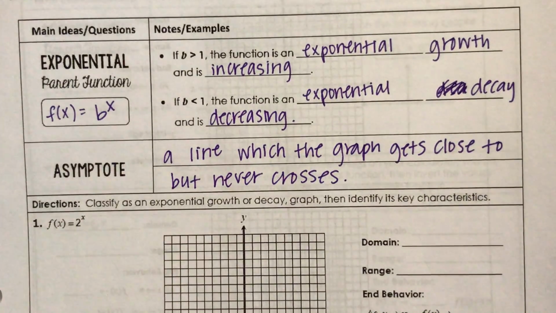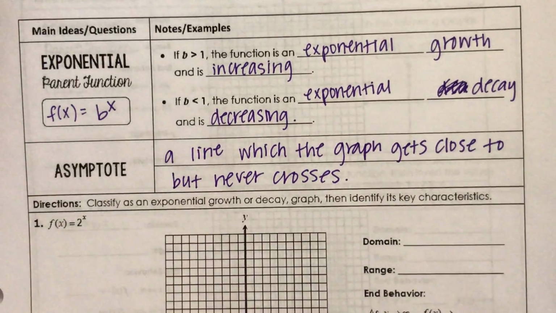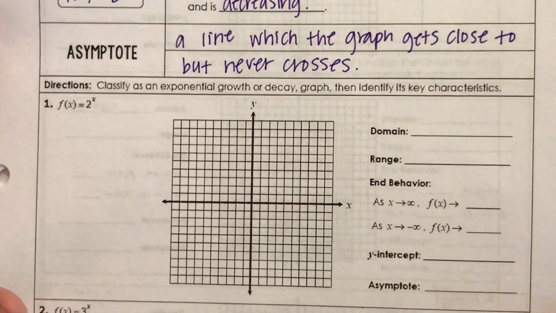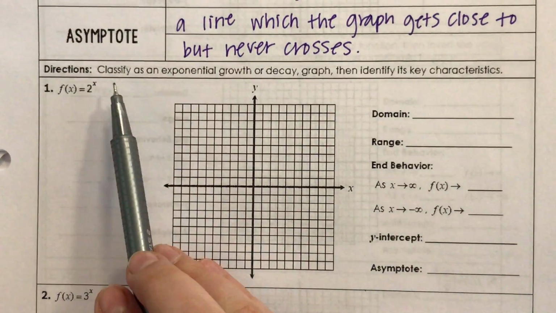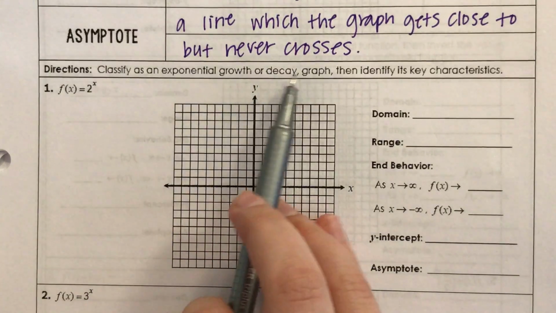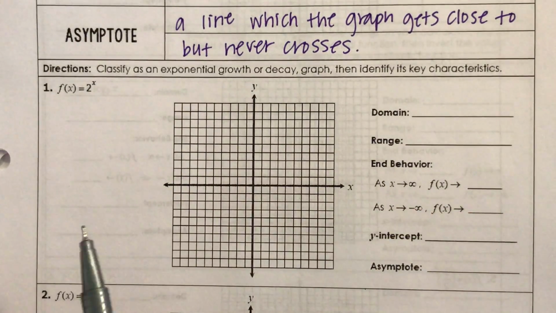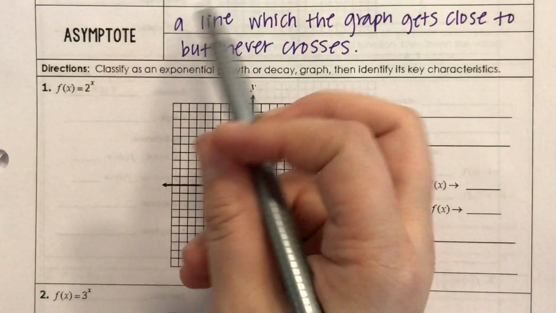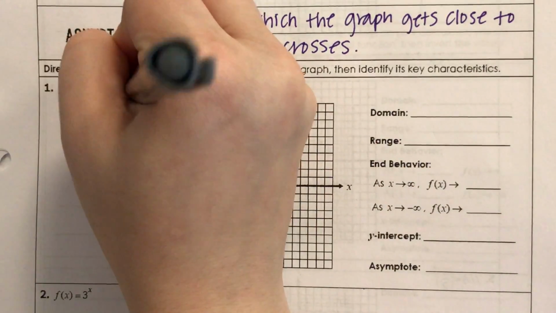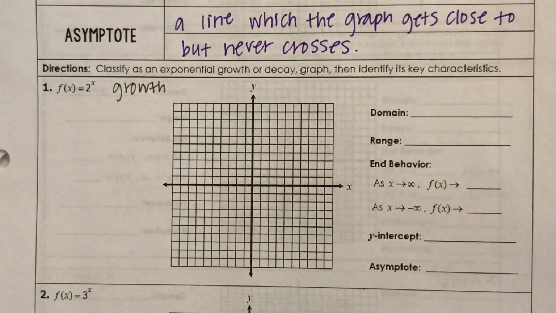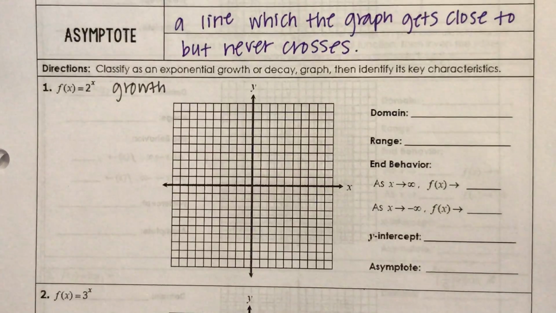All right, so let's start graphing these guys. Let's see if we can't do this together. Classify as an exponential growth or decay, then graph, and then identify its key characteristics. Well, my b is greater than 1, so this is a growth function. Okay, and now we graph.